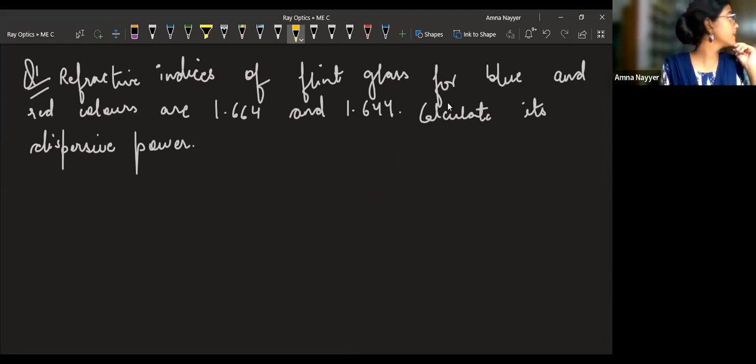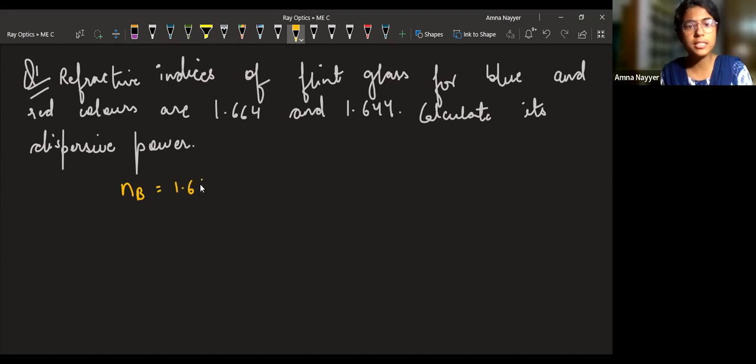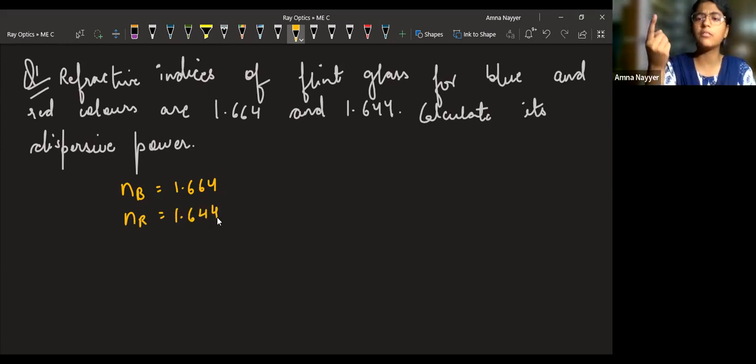Okay, this question says that refractive indices are provided of flint glass for blue and red. So these are the two colors that are required for the calculation of dispersive power. The refractive index of blue is 1.664 and the refractive index for red color is 1.644. Very slight difference of just the second last digit. Here in blue you have 6, the other one you have 4.